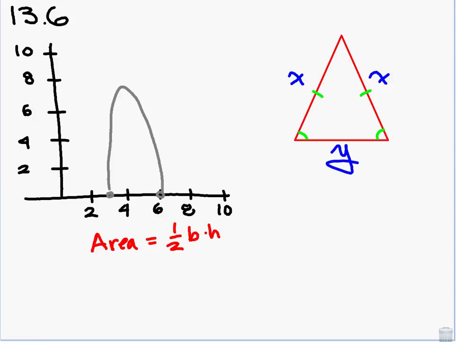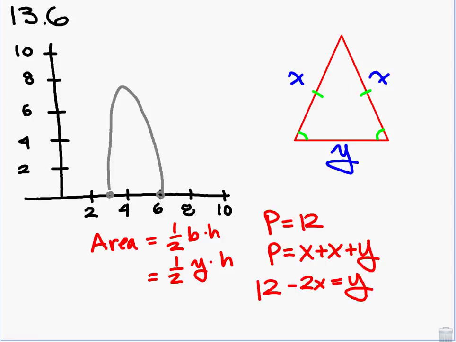So, remembering that the area of a triangle is 1/2 the base times the height, I'm going to do some substitution in here, and I'm going to call this the base of the triangle, so y becomes my base, and h is somehow the height of the triangle right here. So I need something about that h. I also need to put y in terms of x. So they tell me that the perimeter is 12.